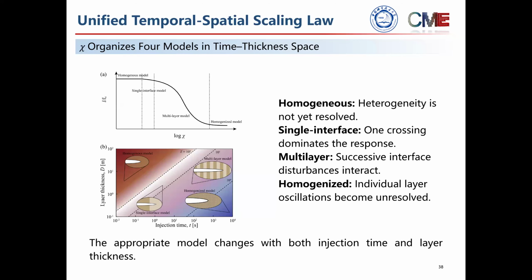This leads directly to the four modeling regimes introduced at the beginning. At a small K, a homogeneous description may be sufficient because heterogeneity has not yet been dynamically resolved. As K increases, the single interface model becomes appropriate when one crossing dominates the response. At a larger K, multiple interface disturbances interact and an elastic multilayer description is needed. Finally, at a very large K, the layer scale oscillations become macroscopically unresolved and a homogenized model becomes appropriate again.